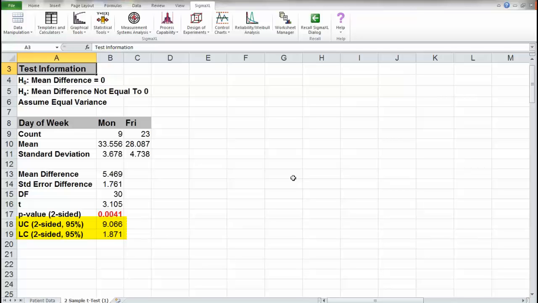The true population average, if you were to study all patients that came in on a Monday versus all that came in on Friday for a long period, and compare those, the true population average, mu, would lie somewhere in the range of 1.87 to 9.07 minutes.